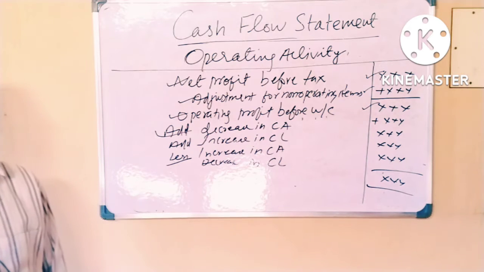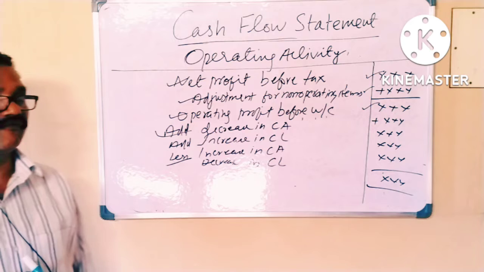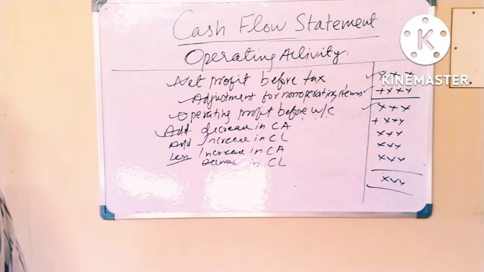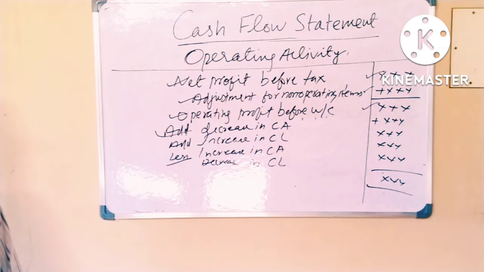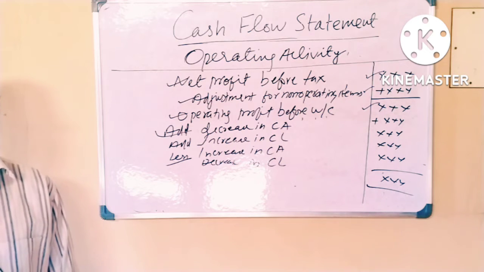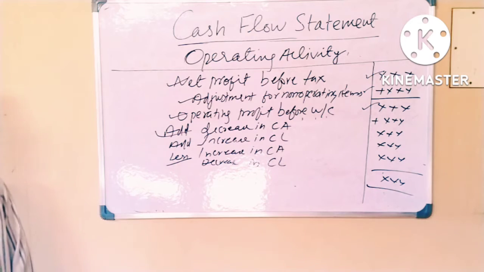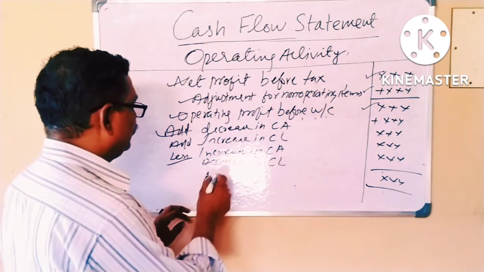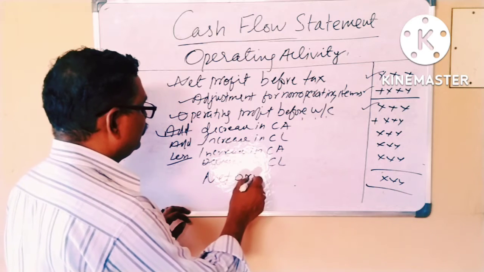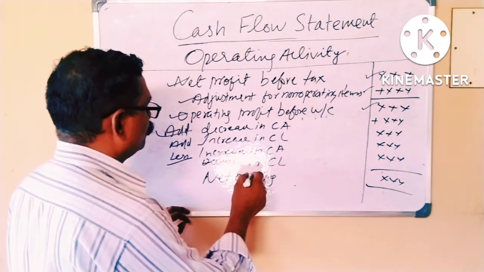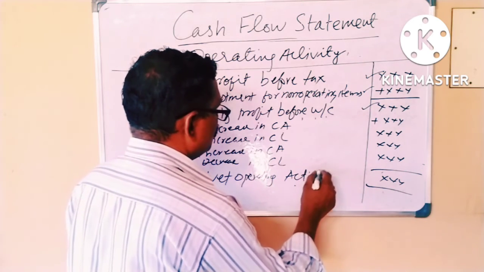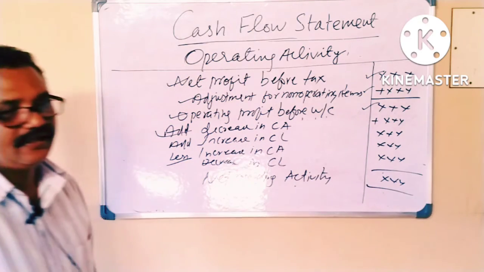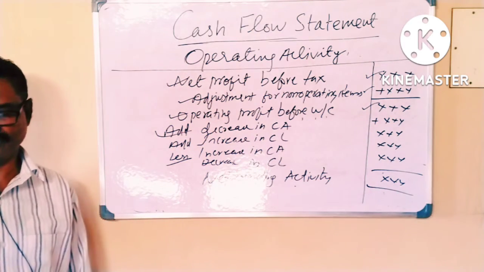Similarly, in case of decrease in the value of current liability, when the value of current liability is going down or getting less, that amount we have to find out, then deduct. Now we got net operating activity.